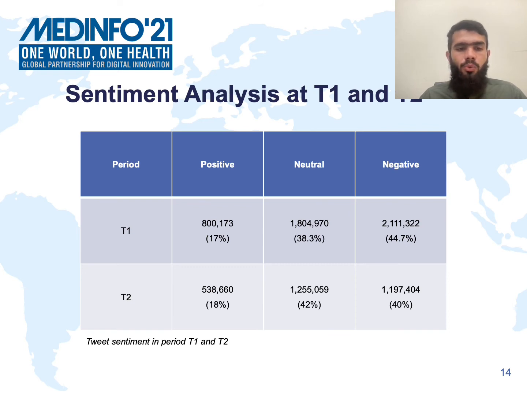But after vaccine rollout, we notice a very slight improvement. Sentiment shifts positively, with about 18% positive and 42% neutral, and around 40% of sentiments were negative. So a slight improvement, from 44% now moving to 40%.